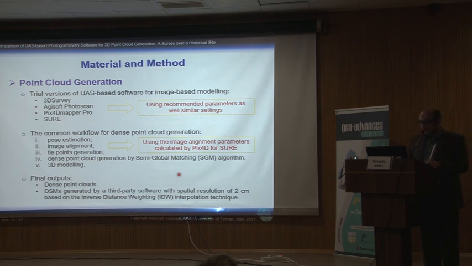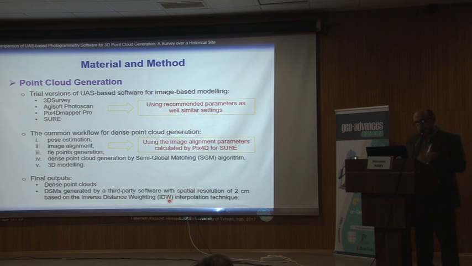Hirschmuller from German Aerospace Center. It's called SGM. The base is the SGM algorithm for stereo matching, but they did some customization in each software. The algorithm is SGM, and then after generating the individual dense point cloud, they did some topology processing to generate the model. The final output is the dense point cloud, and then DSM generated.